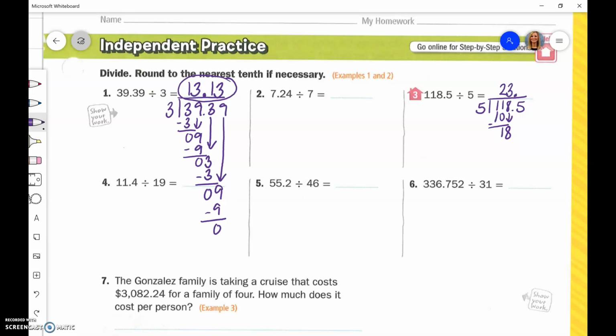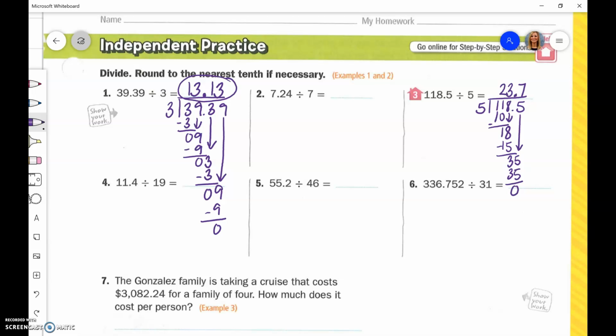Well, I know that I can make 3 because that's 15. I subtract. 8 minus 5 is 3. I'm going to bring down that 5. Here we go. I've got 35, and I know that that goes in 7 times, and I'm left with nothing. Again, I didn't have to round that one. Okay, didn't have to round to the nearest tenth. Let's see if I can find one that I have to do that to.